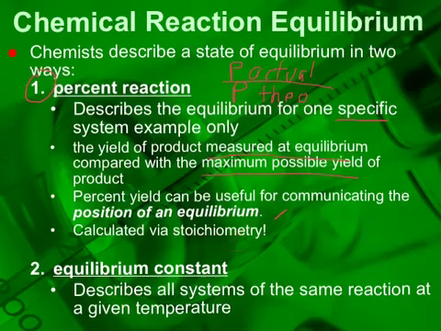The second way that chemists have used to describe equilibrium is what's called an equilibrium constant. Now from other courses, you'll recognize the word constant in that there is going to be a mathematical value associated with a constant. Furthermore, this equilibrium constant describes all the systems of the same reaction at any one temperature. It can be used to calculate the concentration of any product or any reactant in our chemical system.